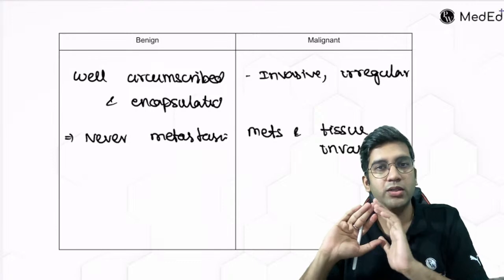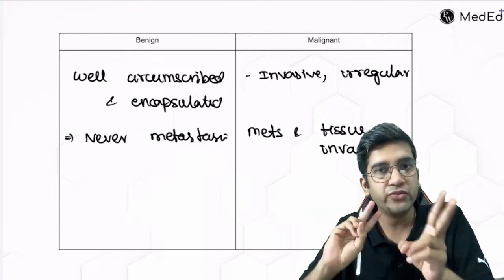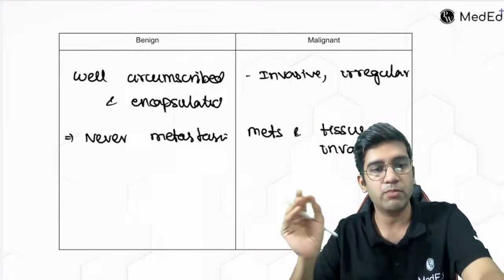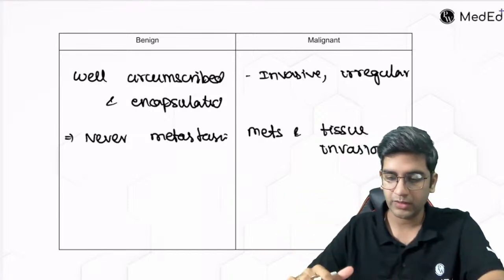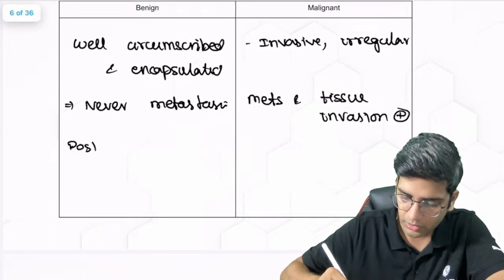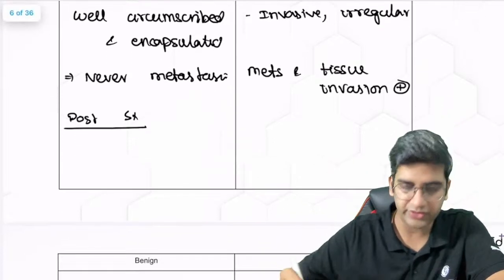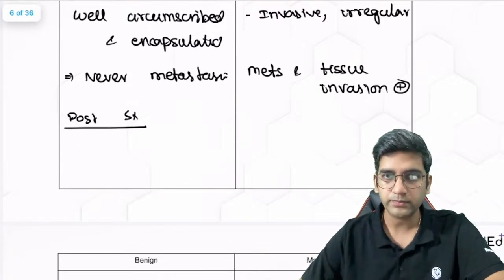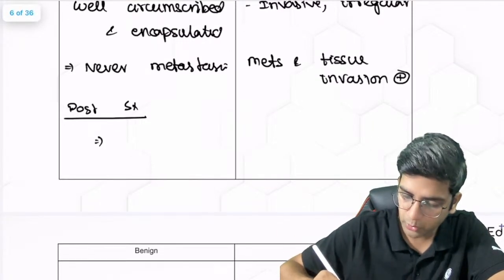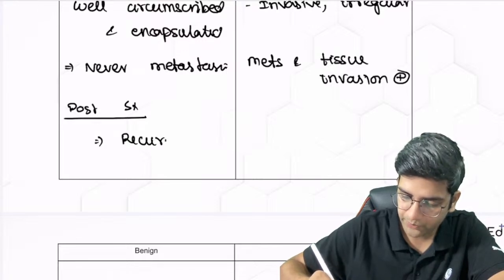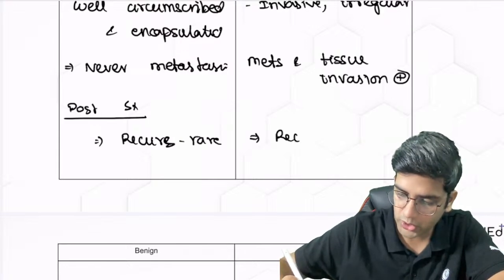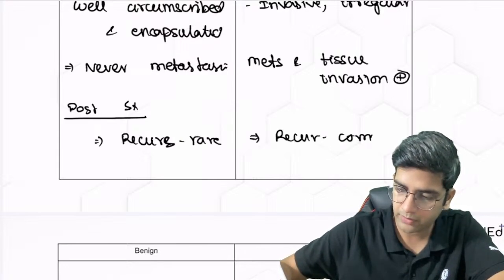Next question. If I'm going to surgically remove a tumor, which of these two things do you think can recur? Recurrence rate. Is it common in benign or common in malignant? Again, B or M should be more than enough. Perfect. So post-surgical, see, treatment also I need a difference, right? Post-surgical recurrence rate is rare in benign. Here, recurrence is common. They recur commonly. Fine. Perfect.